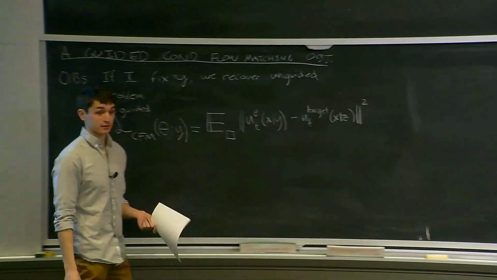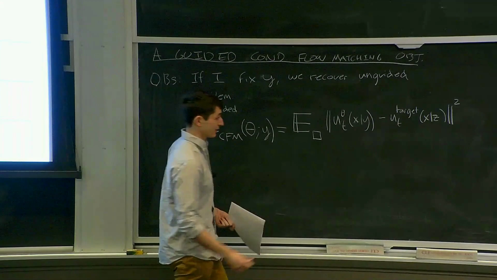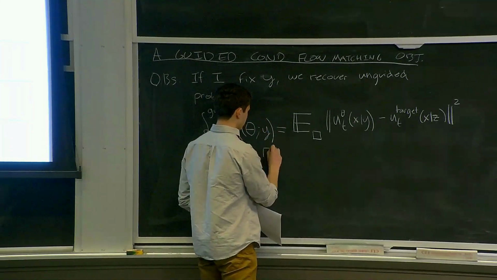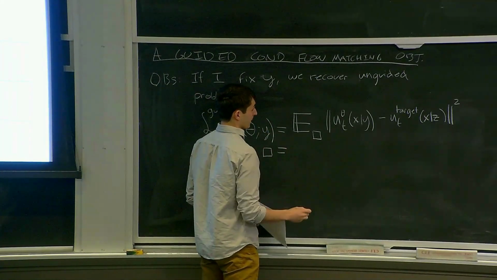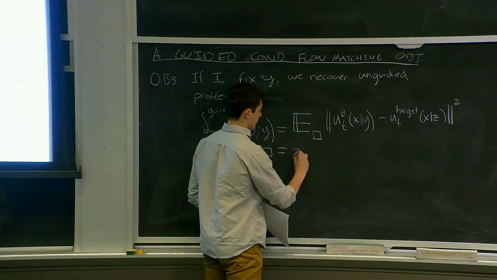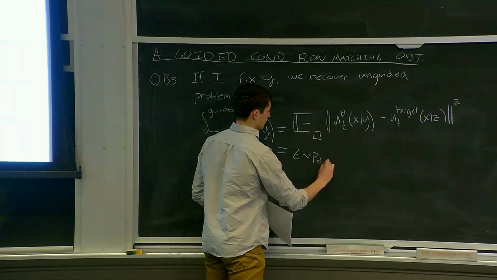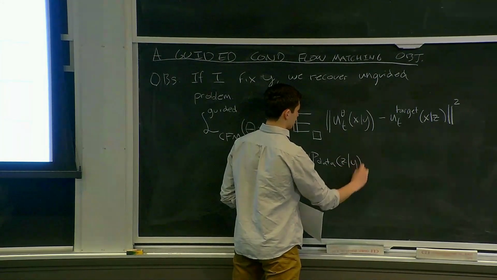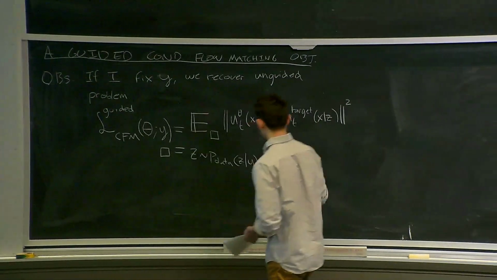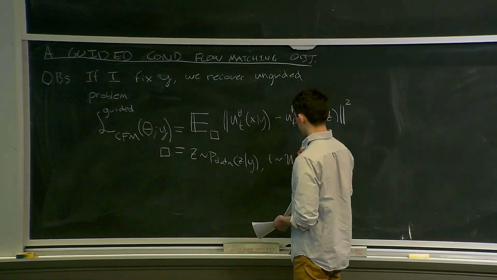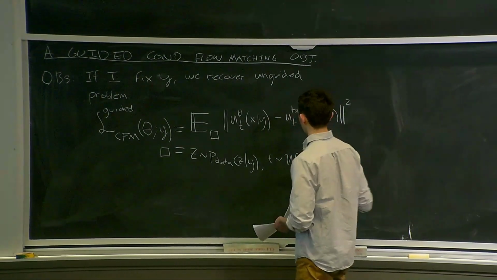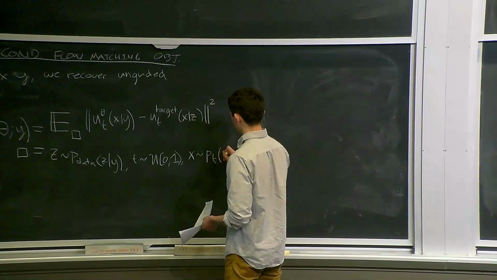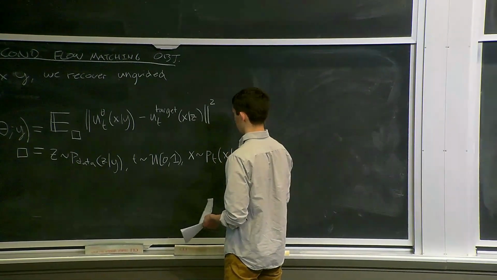Right, okay, so this is an objective. This kind of makes sense. Instead of regressing just ut of x, I'm regressing ut of x given y. And what am I taking the expectation over? Well, I want to sample z from p data. But is it just p data of z? No, now it's p data of z conditioned or guided by y. I'm sampling t again from this uniform distribution on 0, 1. And then I'm going to sample x from this conditional probability path of x given my choice of z.